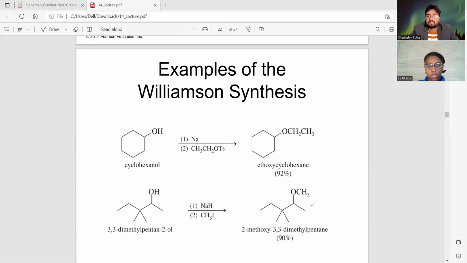And what's the name of this ether? We will start numbering from this side: 1, 2, 3, 4, 5. So methoxy is present on carbon number 2. So 2-methoxy-3,3-dimethylpentane is the name of this compound.